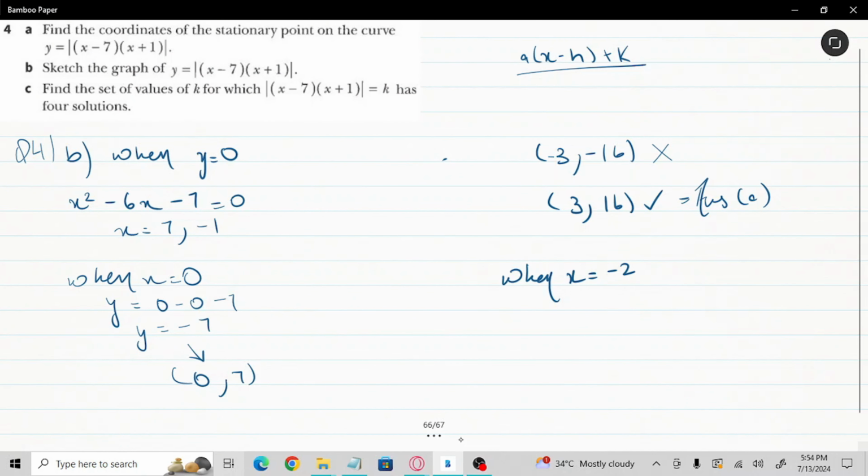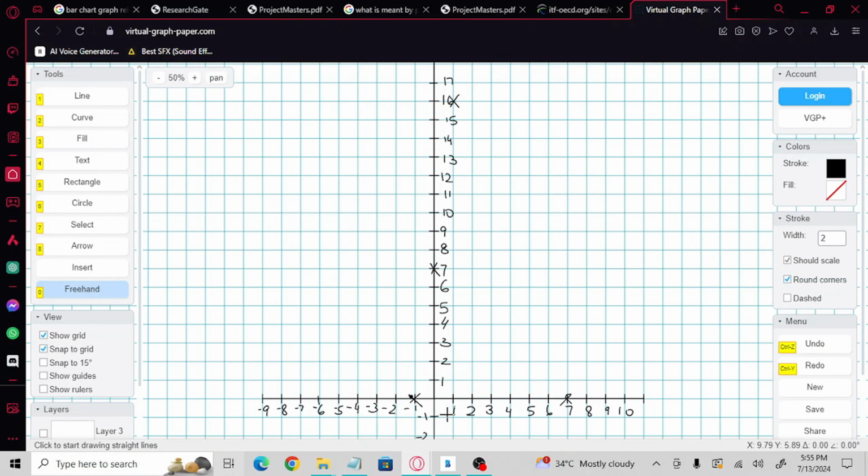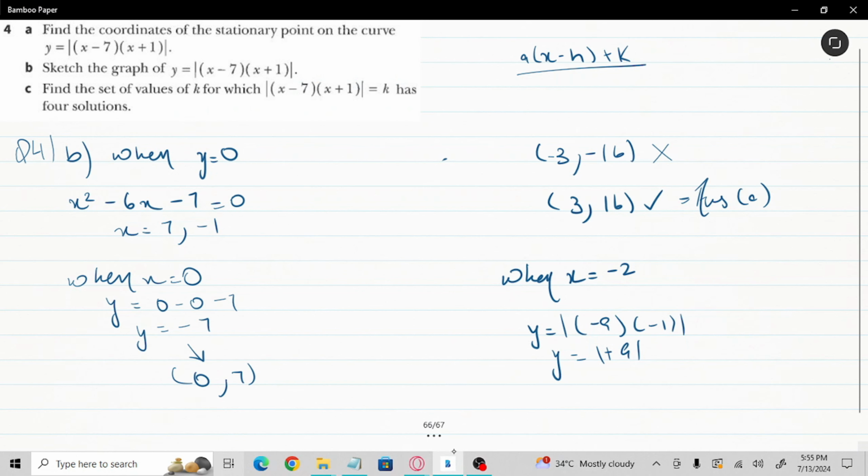When x equals negative 2, we are going to get y equal to (negative 2 minus 7), which is negative 9, multiplied by (negative 2 plus 1), which is negative 1. That's going to be positive 9 even after the modulus. So let's mark this coordinate: negative 2 is going to come with positive 9. So here's our point.